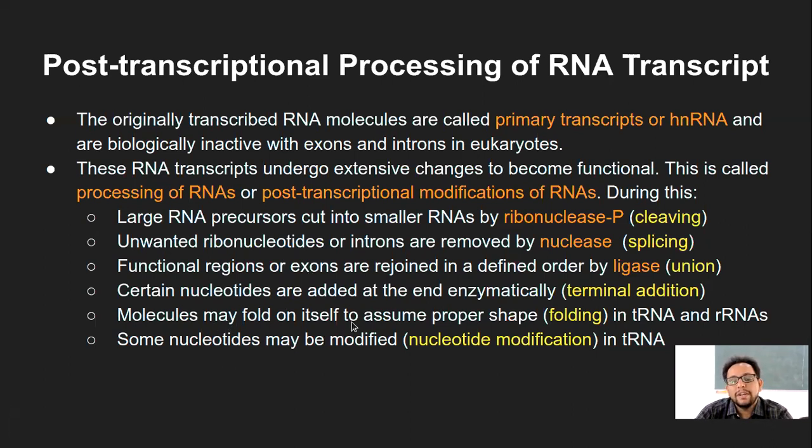Molecules may fold on themselves to assume a proper shape. Again, in the case of tRNA, it has to go into that L-shape looping, right? So that also happens, especially in the case of tRNA and also in the case of rRNA, but rRNA is more in association with other proteins, right? So there they assume the shape of those ribosomal structures. All of this folding, or three-dimensional structure development, also happens after transcription.